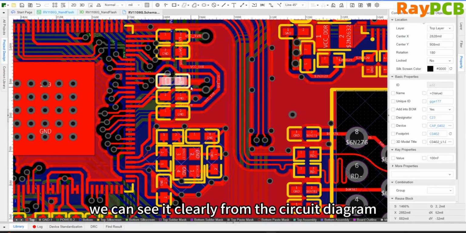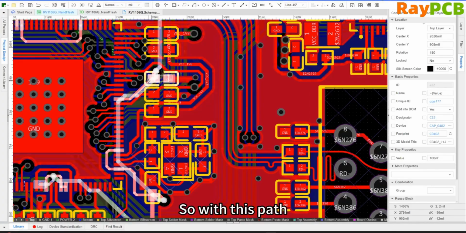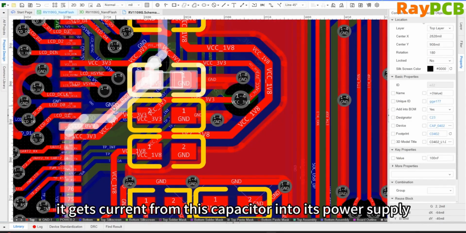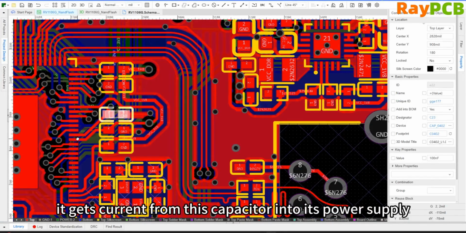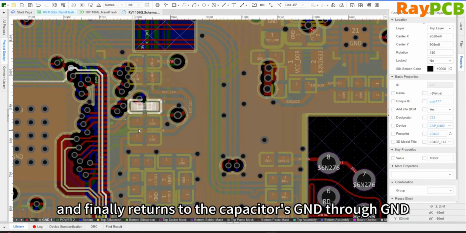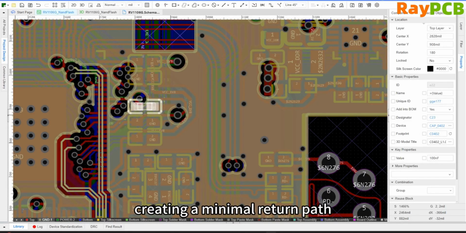Then, as we look at the following content, things will become much clearer. Its power pin refers to this large horizontal row in the middle. So, following this path, when it needs current, we draw current from this capacitor, absorb its charge, then pass through the power pin of the IC, and then return through the ground pin to this via we just mentioned, back to the capacitor, forming this minimal return path.